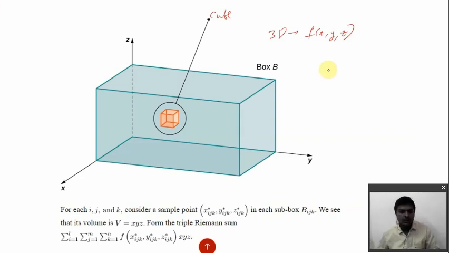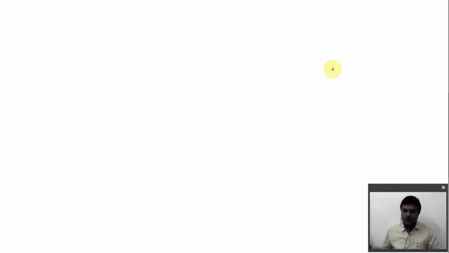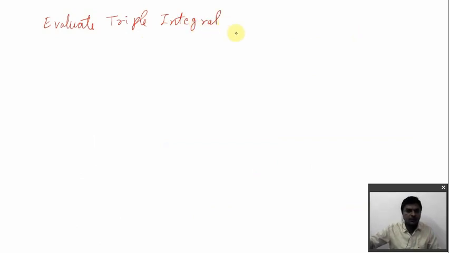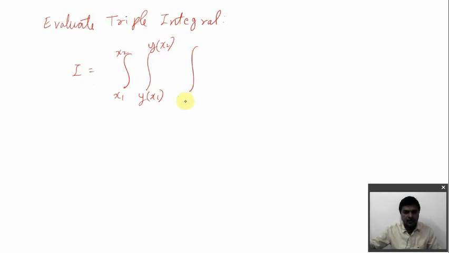Here I will tell you how to evaluate the integrals, and then we discuss some examples. Okay, we'll start how to evaluate triple integrals. Let us see how we are going to evaluate a triple integral. Take I equal to the integration from x1 to x2, integration from y(x1) to y(x2), and integration from z1(x,y) to z2(x,y), of the function f(x,y,z). First we'll take dz, dy, and dx.